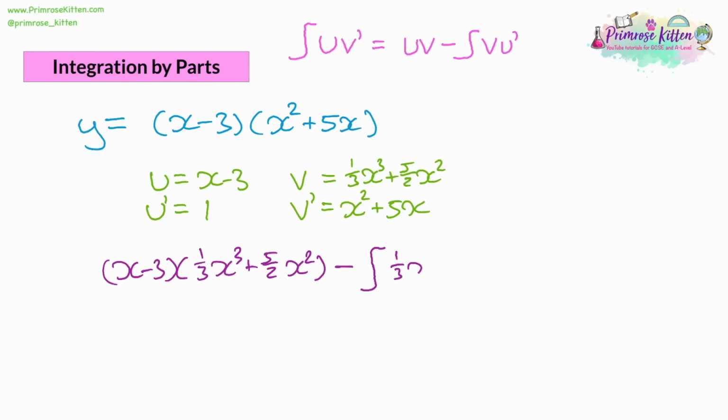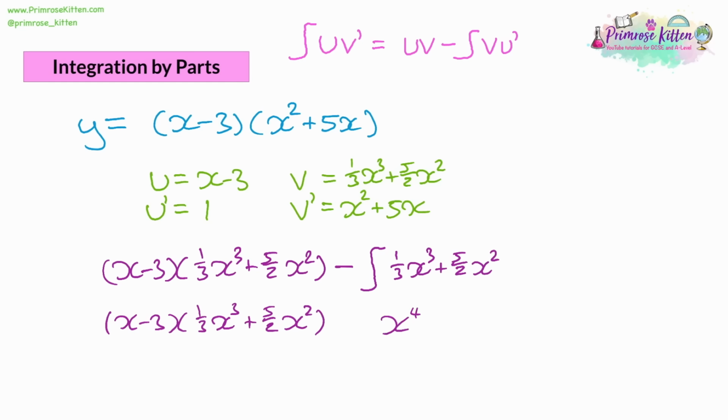So v is a third x cubed plus 5 over 2 x squared. And then u dash is 1. So we multiply it by 1, it's not going to change. And so now we need to integrate that for our final answer. So the first part isn't going to change here, but the second part is. So we need to increase the powers by 1 again, so x to the power of 3 becomes x to the power of 4. We need to divide by 4.